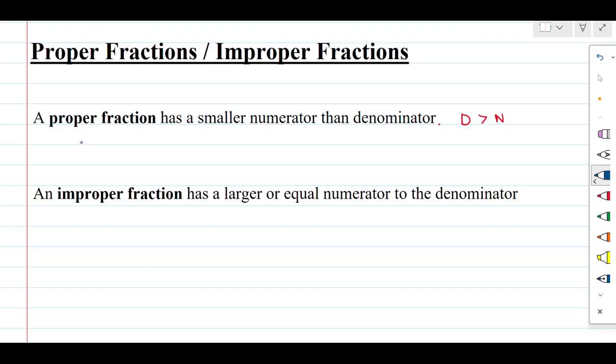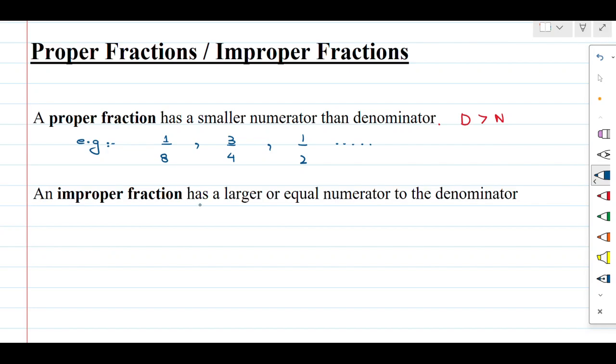Let me give you some examples. The denominator should be greater than the numerator, right? So 1 by 8 is a proper fraction. The denominator is greater than the numerator. Or we can take 3 by 4, a proper fraction. 1 by 2 is a proper fraction, and so on. You can say such types of fractions are proper fractions when the denominator is bigger than the numerator, right?